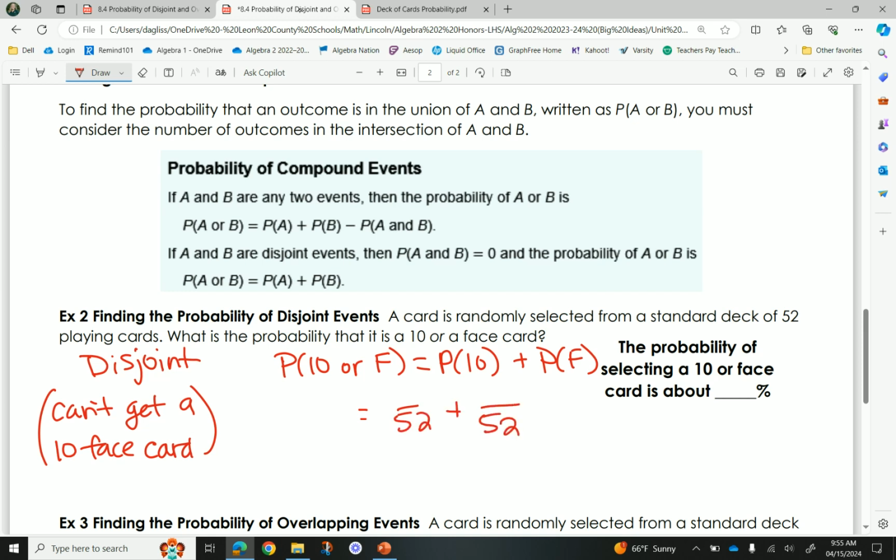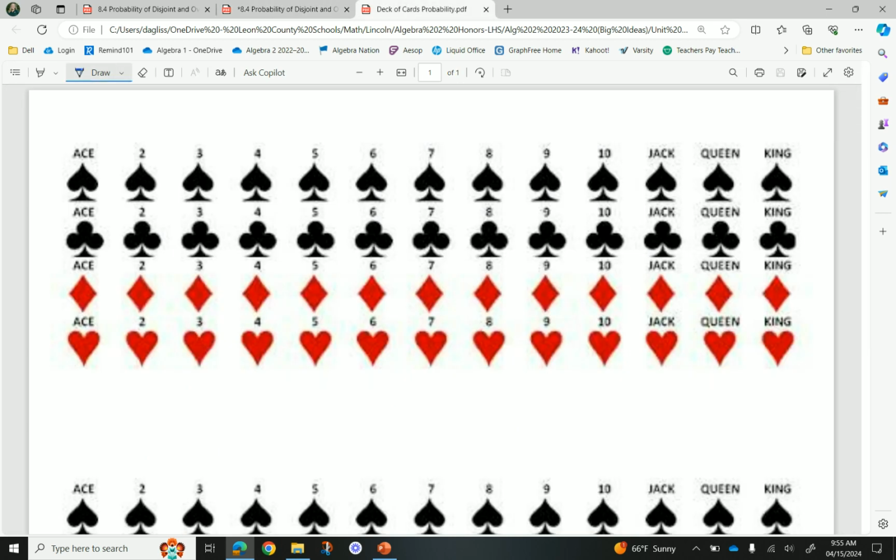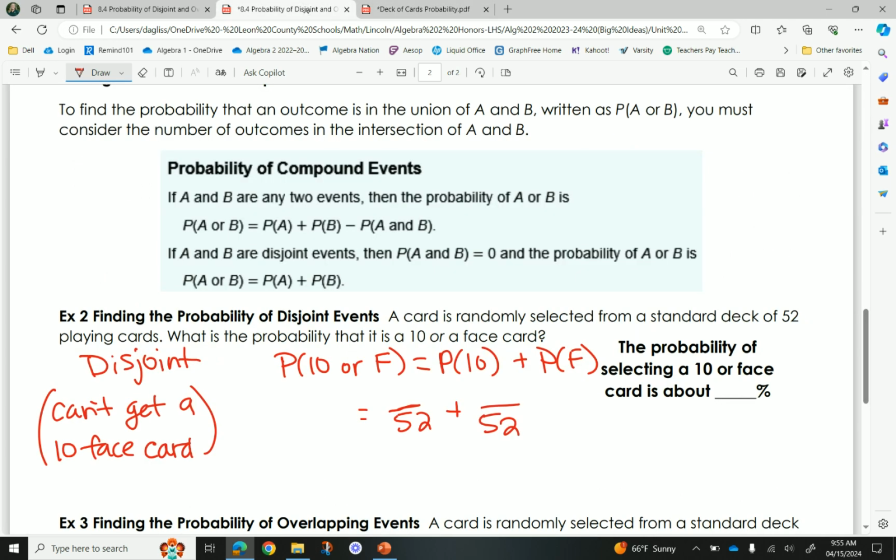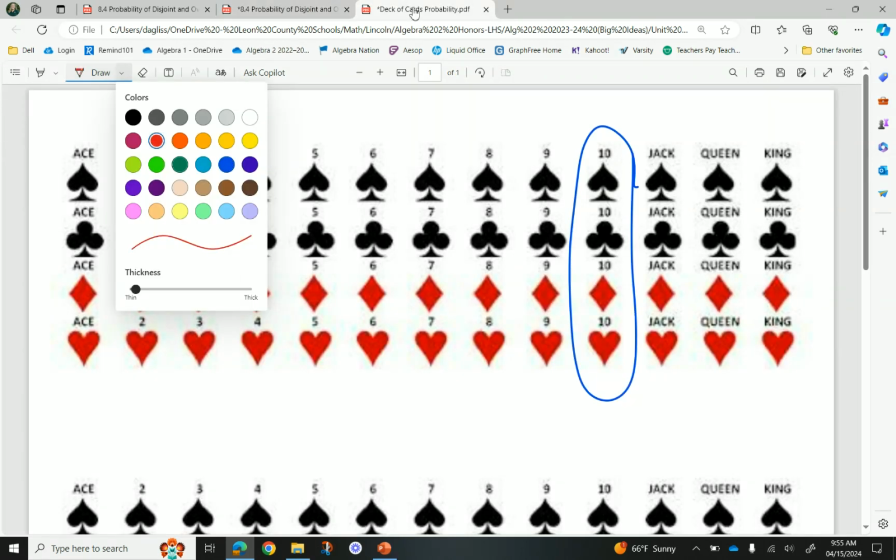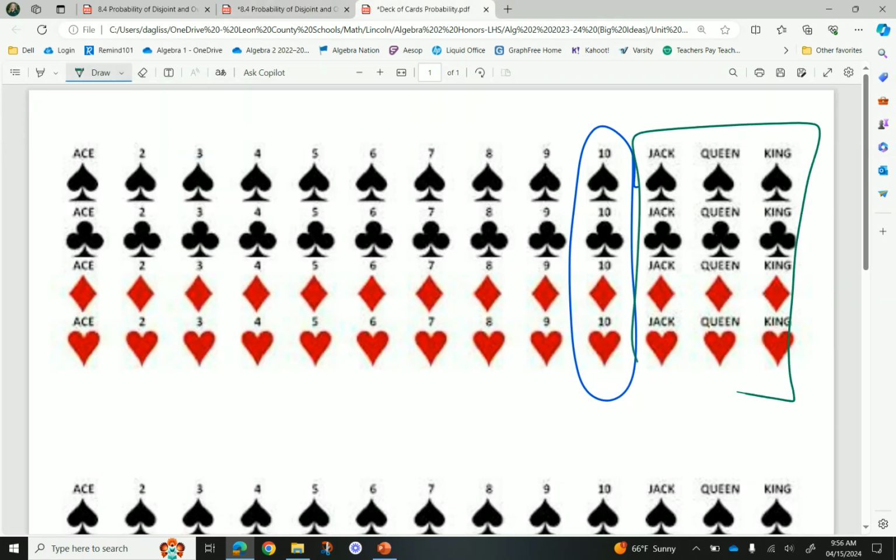Okay. So out of our 52 cards, how many of them are 10s? There's 4 of them, right? Out of my deck of cards, how many of them have faces? 12 of them have faces. Good. These guys right here. See how when I marked on my paper, they did not overlap? Oh, disjoint. So my visual friends, that'll help you out on Friday.